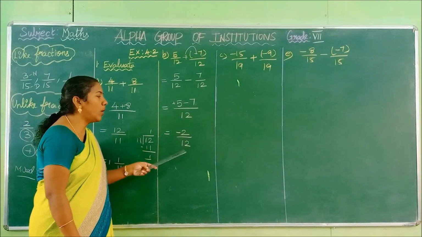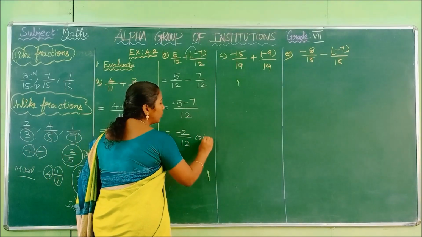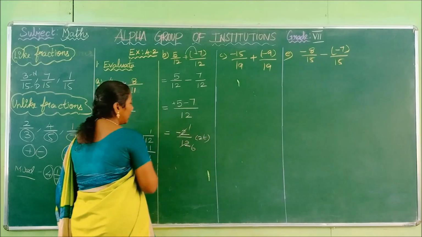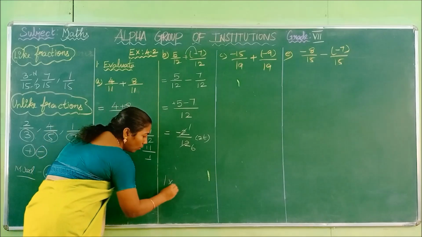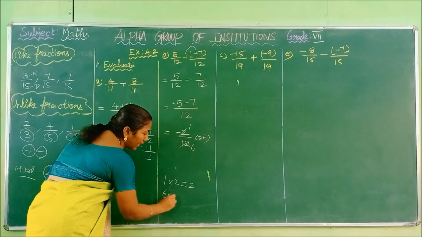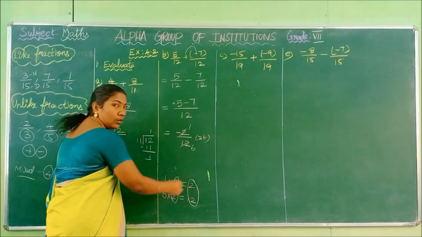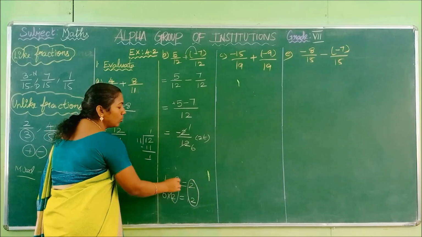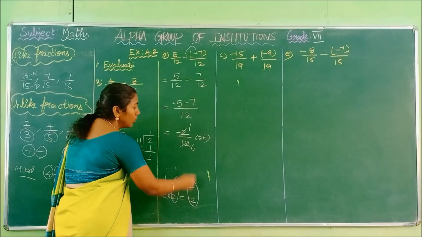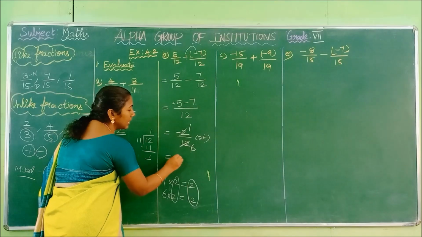See here, 2 and 12 can be divided by the 2 table. So use the 2 table. 1 2 is 2, 6 2s are 12. That is why you are cancelling. Don't write the tables in the answer. Okay. See here, this is the table. This is the answer. This is the times. 1 2 is 2, so write here 1 times. 6 2s are 12, so cancel the 12. Write the times here, 6 times. So what is the answer?